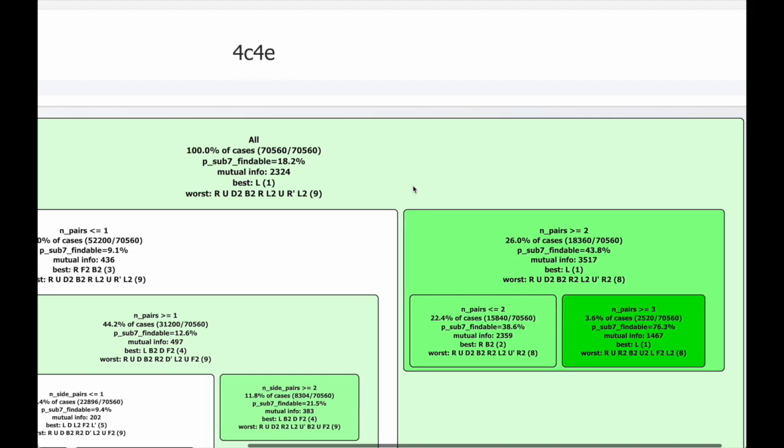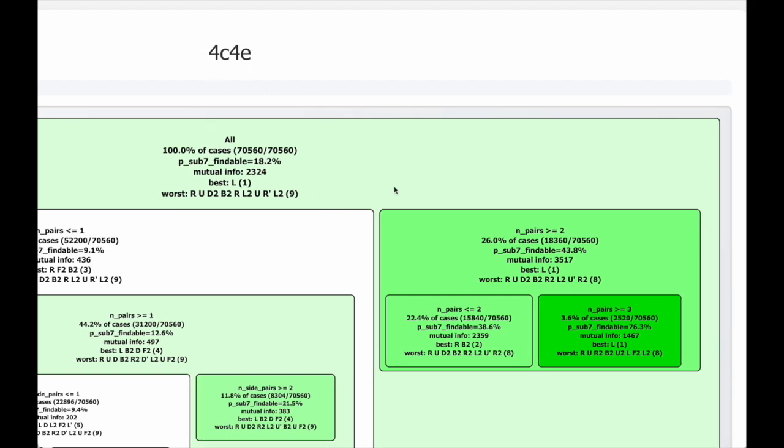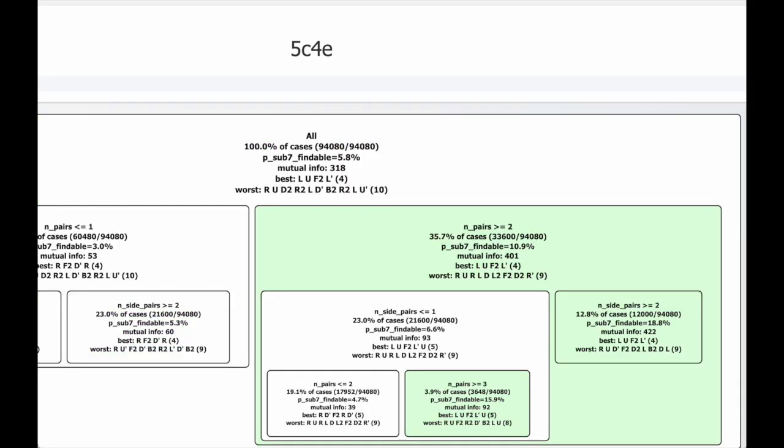So those are the cases that are known. Now we've established some trust in this analysis because it's given us an answer we believe in. So now let's see, what does it tell us for an unfamiliar case? Here's a 5C4E. On its own, 5.8%. But if we drill down, if we get 2 or more pairs, mutual information is still increased, and we're at 10%. But if we go to 2 pairs plus 2 side pairs, that's interesting, we can get it up to 18%. And this is actually the maximum mutual info. So this is the optimal subset here, 2 pairs plus 2 side pairs.